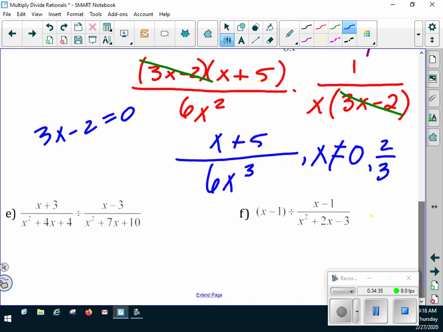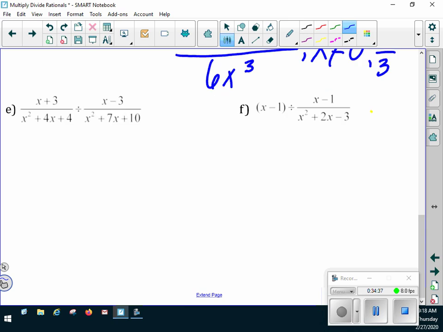I'm not going to do letter F. You multiply by the reciprocal of which one? The second one. Some of you are going to want to multiply by the reciprocal of the first one just because it's not a fraction. You leave it alone. You can absolutely just put a 1 under it and just remind you, don't touch it.